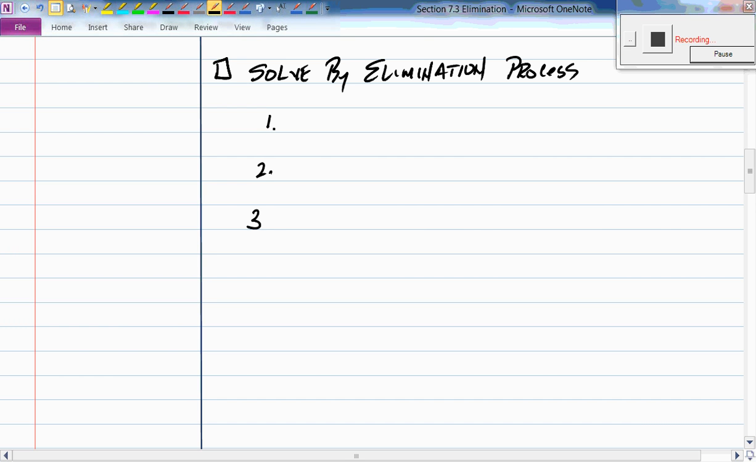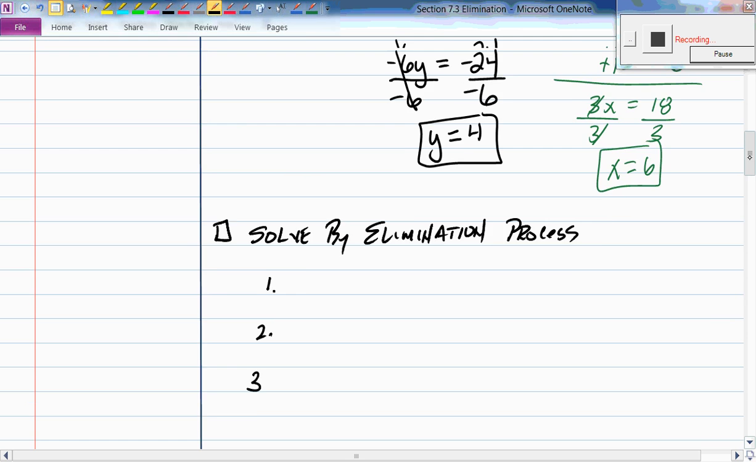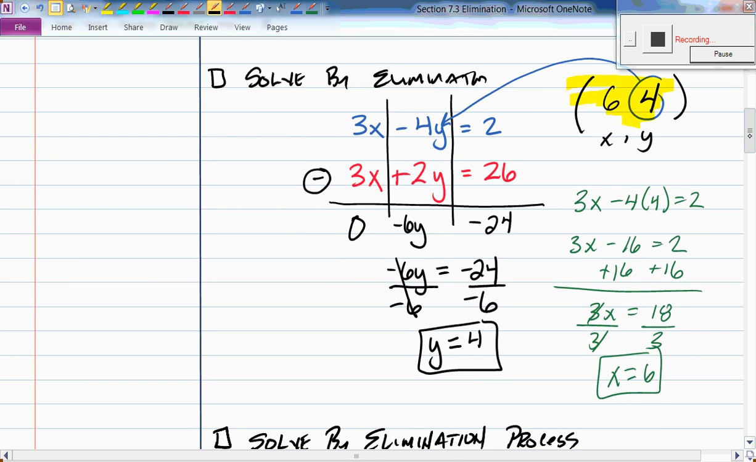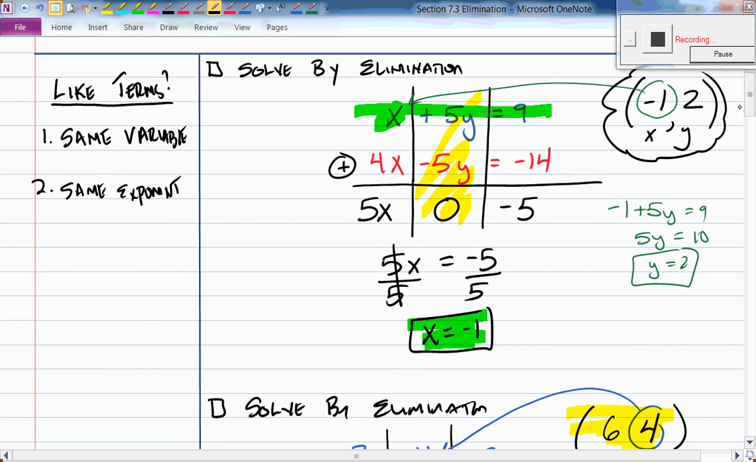3 steps, but you can use more than one word for each step. Think about what we did in the past 2 problems, the first problem and the second problem to solve by elimination. What did we do first? What did we do second? What did we do third?